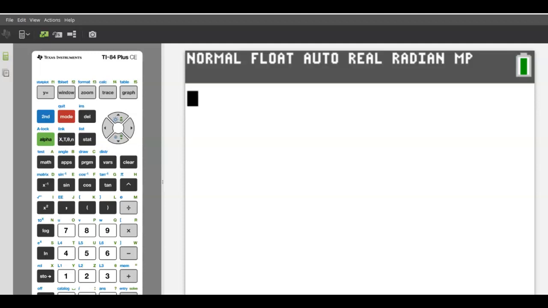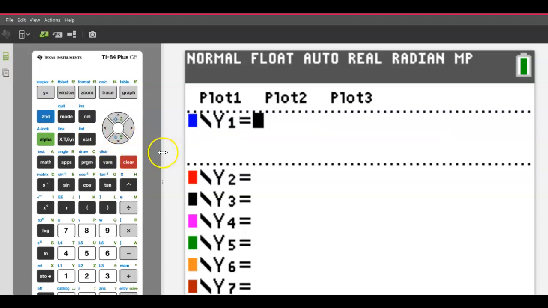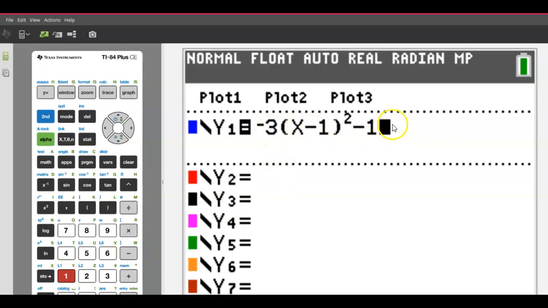My apologies. All right, so here we are on our calculator, and if you press the y equals button, you'll be able to type in a quadratic. Not that crazy one, it was a sine quadratic, so that was pre-calc. Let's type in an easy quadratic, the one we did in standard form. So we'll type negative 3 parentheses x minus 1 parentheses squared minus 1. Under y1, you can type either vertex or standard form. It does not matter. And then you're going to go to graph.